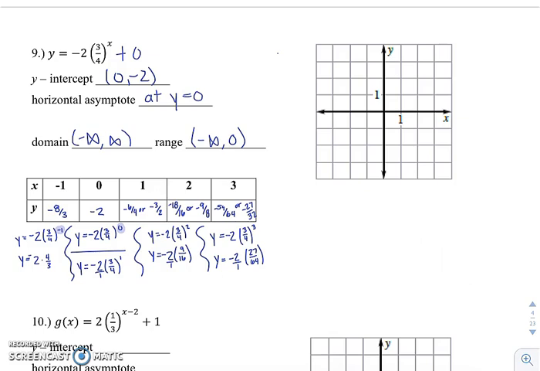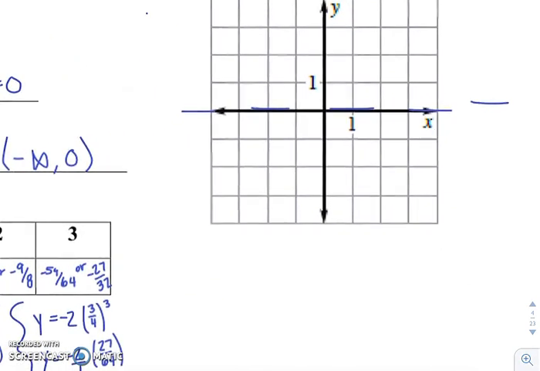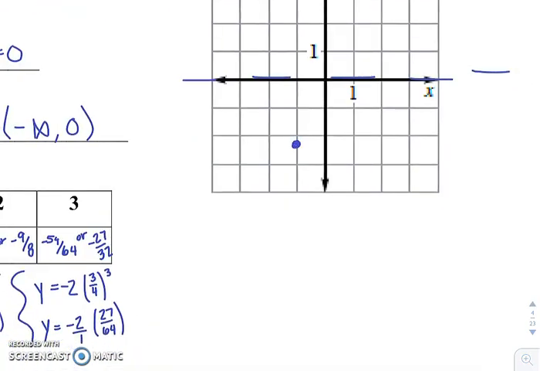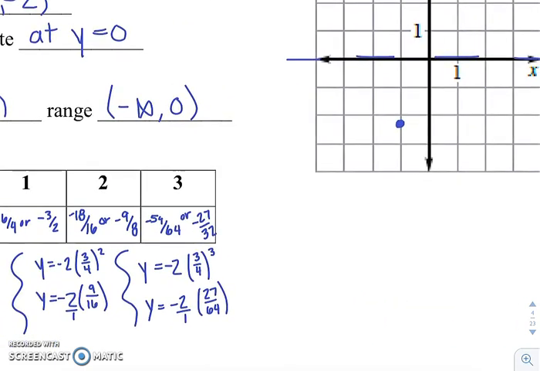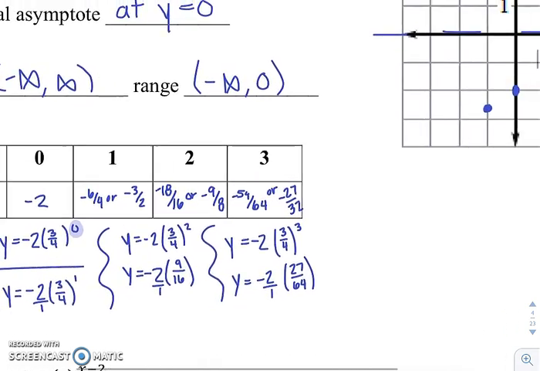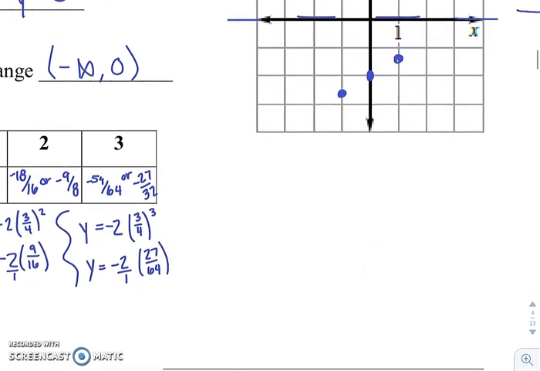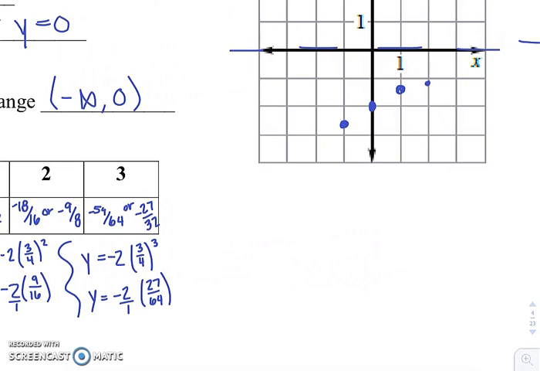And then we'll just graph it. So horizontal asymptote at 0. First point, negative 1, negative 8/3. So that's, what is that? Negative 1. So in between 2 and 3. 0, negative 2. Let's move this point down just here, because it's really 2 and 2/3. 1 and negative 1.5. 2 and negative 9/8. And 3, negative 27/32.